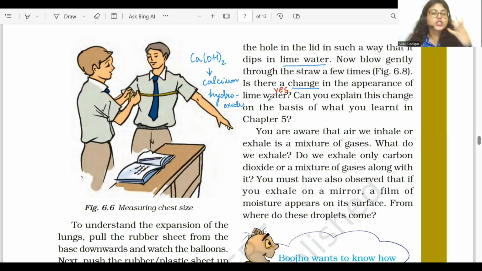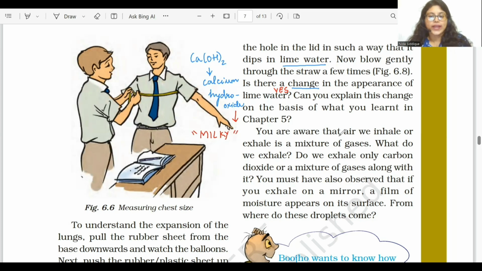What will you observe? What change will you observe? You will see that the lime water turns milky. Can you explain this change on the basis of what you have learned in chapter 5? We have learned that whenever carbon dioxide passes through lime water, it turns milky.